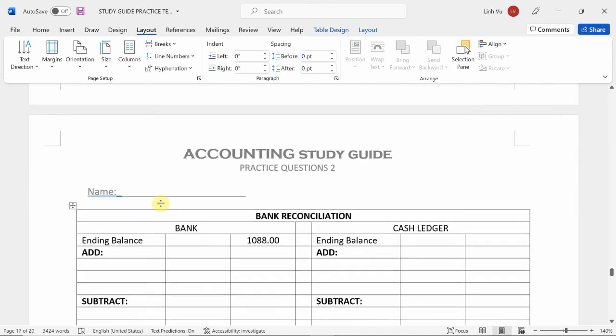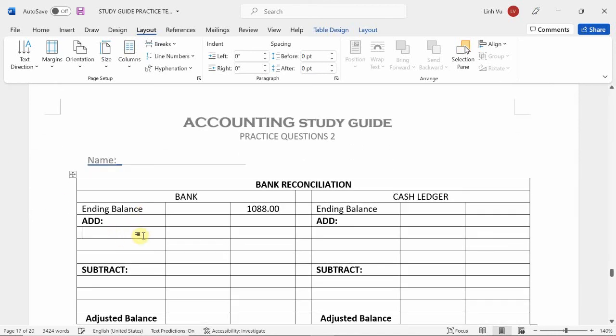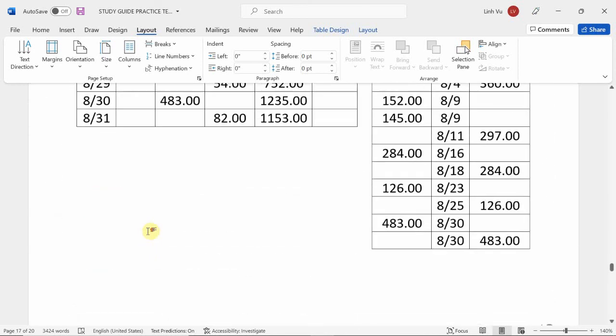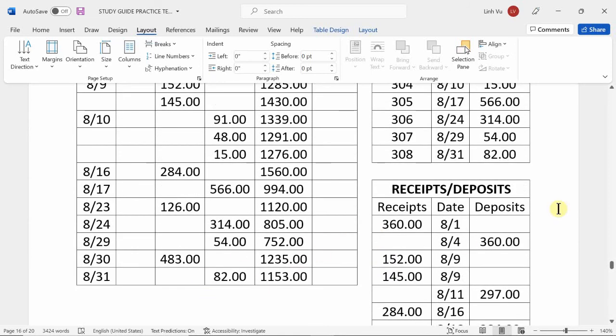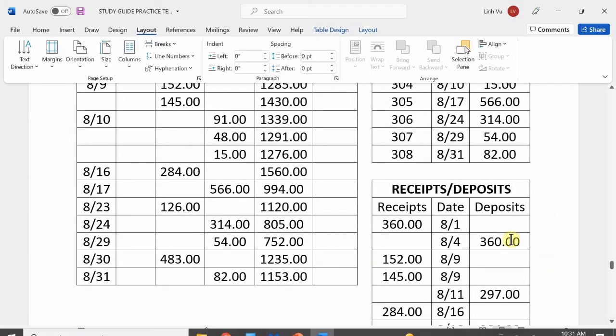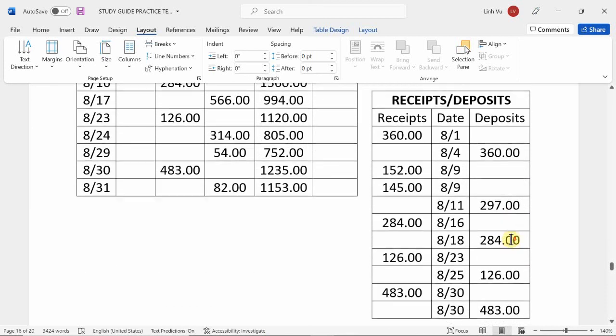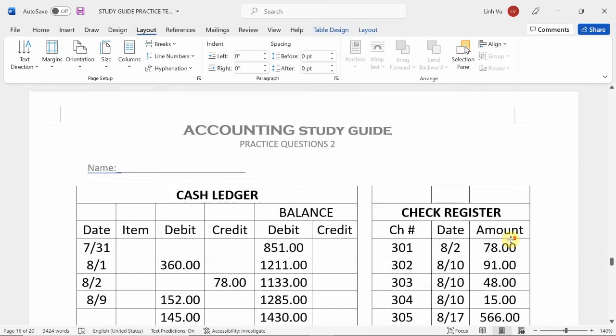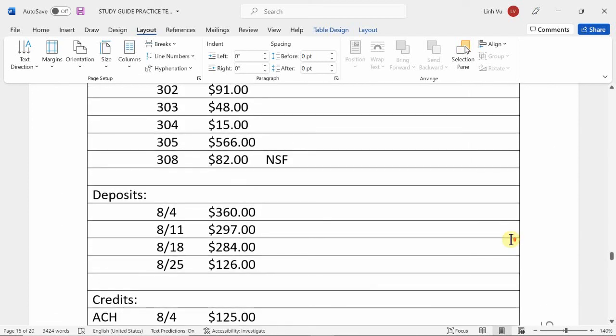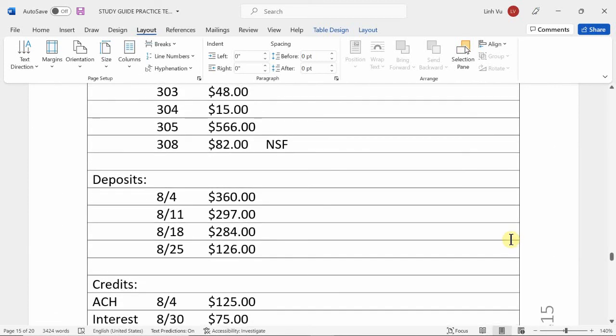All right. Now, what do we need to add on the bank side? Deposits. So let's take a look. In this case, let's look at our receipts and deposits. We have a total of 1, 2, 3, 4, and 5 deposits. Now let's check our bank statement. How many deposits have cleared?